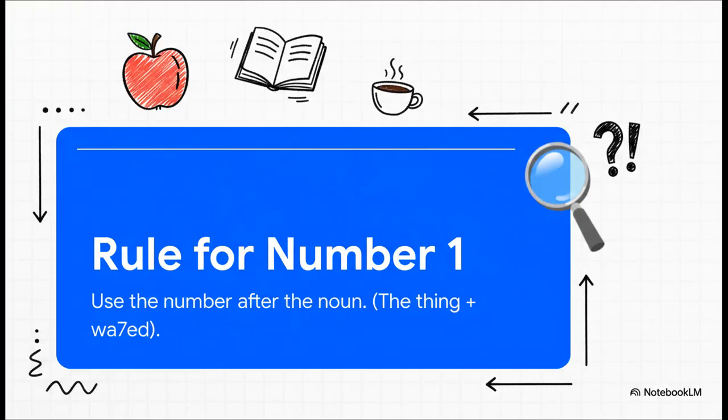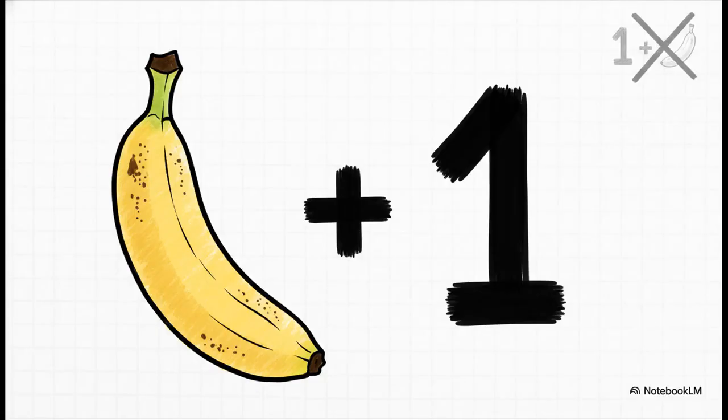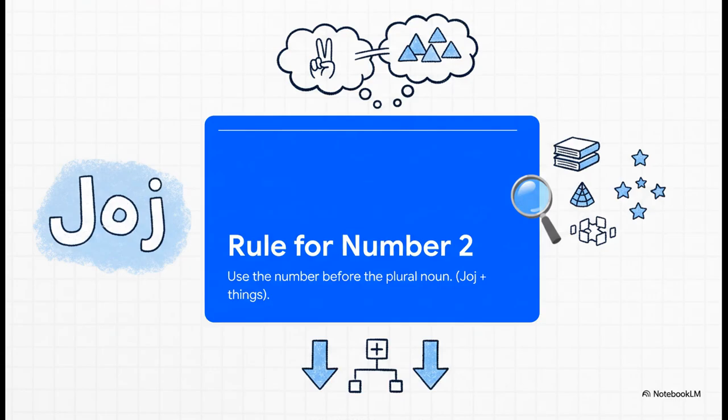So here's the first little twist. For the number 1, you actually flip things around from how you'd say it in English. You say the thing you're counting first, and then you say the number. So the formula is just noun plus wahid. Let's go back to our trusty banana example. To say 1 banana, you don't say wahda banana. Nope. You say banana wahda. See how that works? The object, the banana, comes right before the number. Simple enough, right?